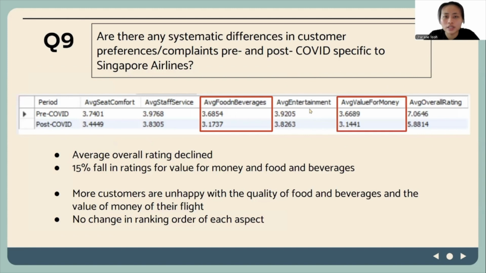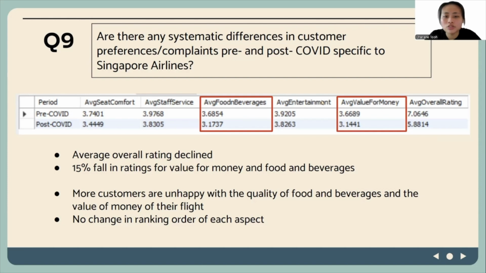Using the ratings in the data provided, we analyze the change in average ratings using MySQL, which works well for structured data and queries. We found that the average overall rating declined from pre-COVID to post-COVID. This is likely due to the significant fall in ratings under value for money and food and beverages at about 15%. This suggests that customers were mostly dissatisfied with these aspects, which contributed to a lower overall rating.